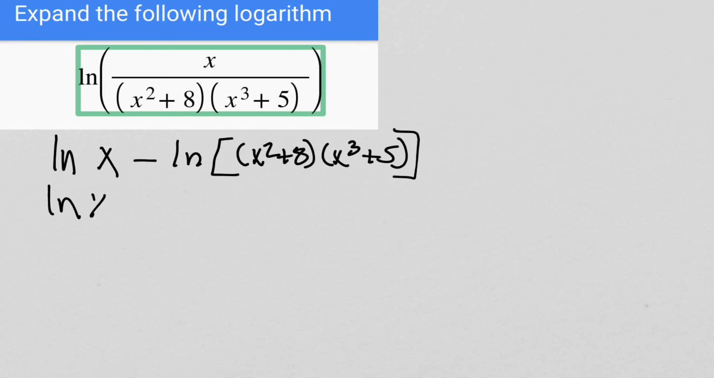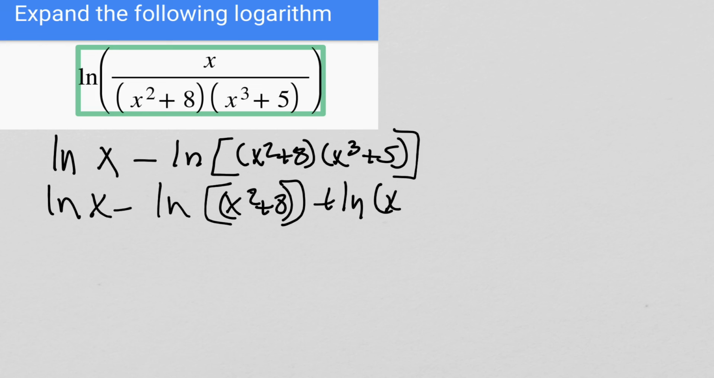So this comes down. Now I'm taking my natural log of x squared plus 8, and I'm adding it to natural log of x cubed plus 5. And that's all that we can expand it to.